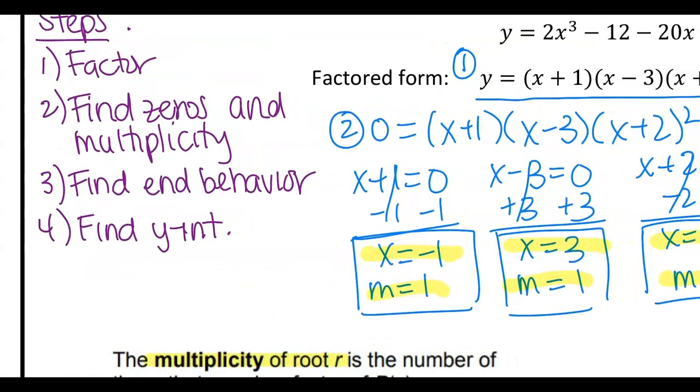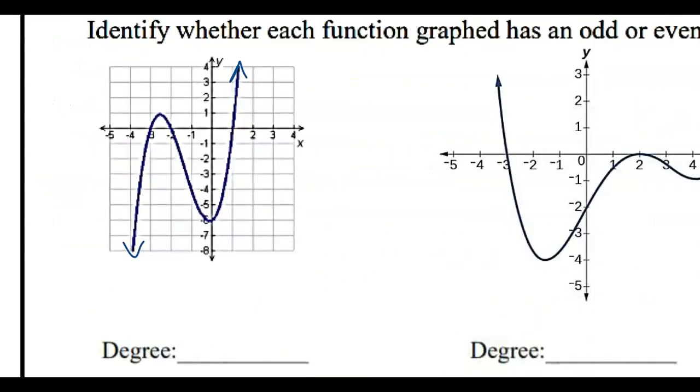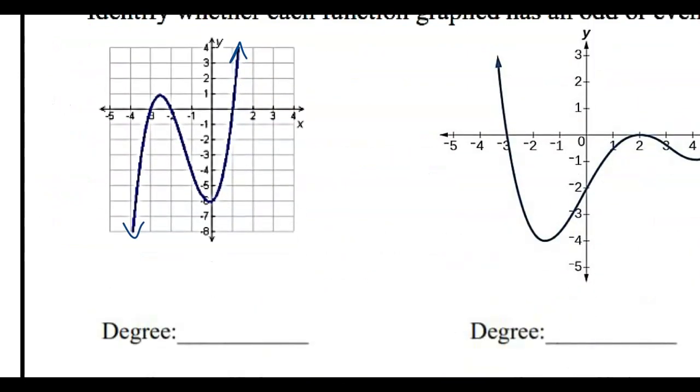These steps are usually to graph it. So somebody followed these steps in order to graph that function. I can't factor anything, so that's the goal of this. I need to find the zeros and multiplicity, I need to find the end behavior, and I need to identify the y-intercept.